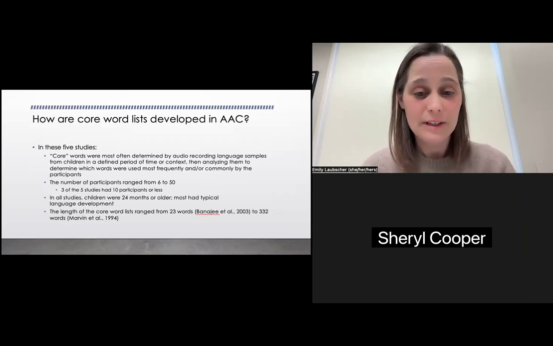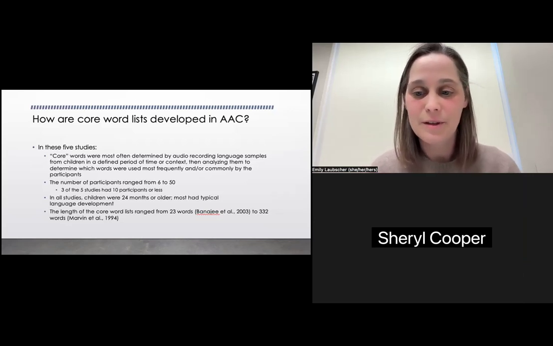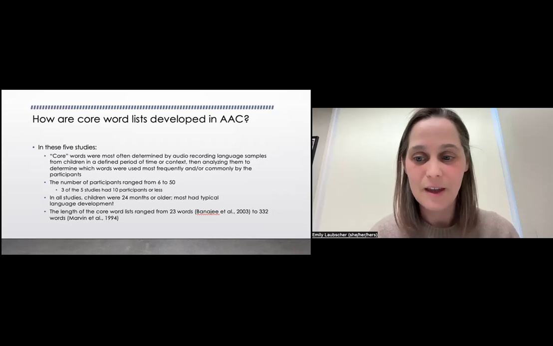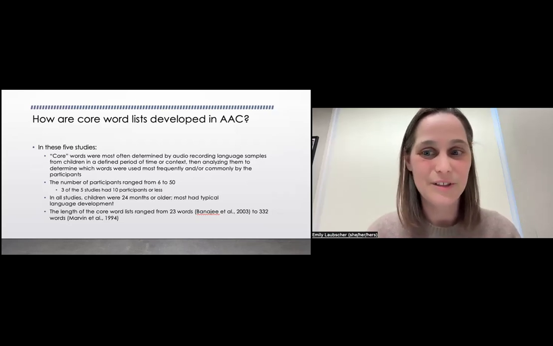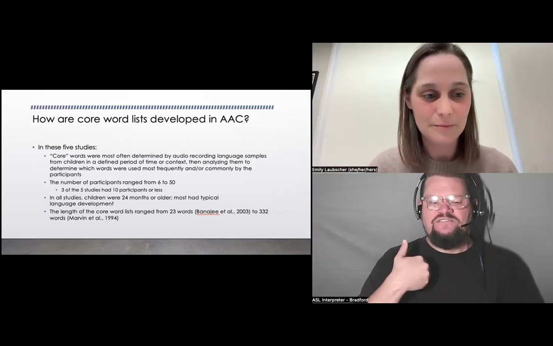So the core word lists developed in each study varied in length quite a lot. The shortest list included only 23 words, and the longest had 332. That's a pretty big difference. And then there was everything in between.